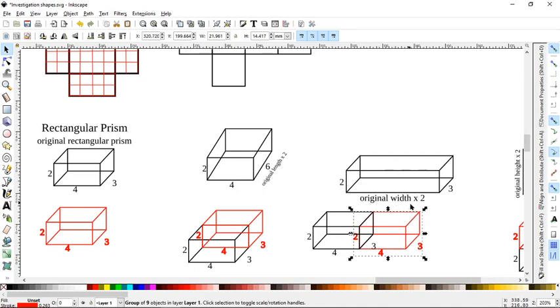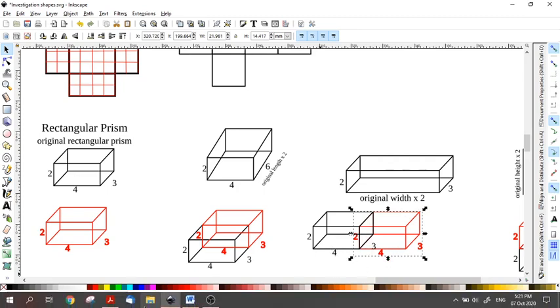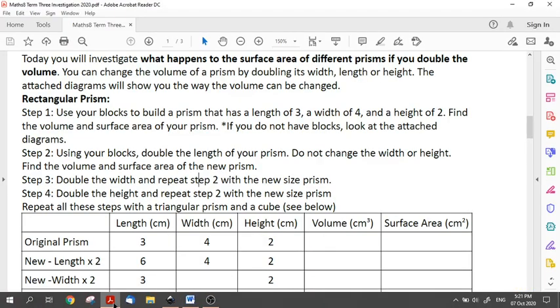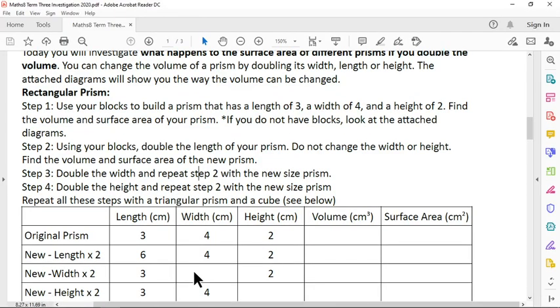So the original width was 4. And now my original width is what? It is now 4 plus 4. So you're going to go here and you're going to write the new width in this box. We took the original prism's width, okay? See, here's the original width and we multiplied it by 2. And then we're going to find the volume again.